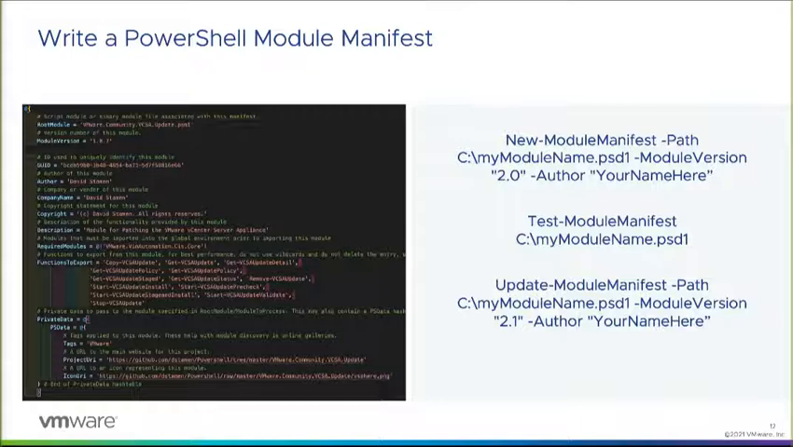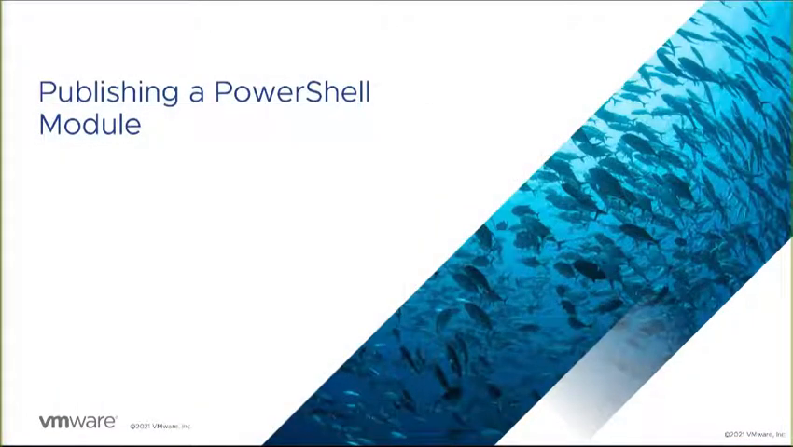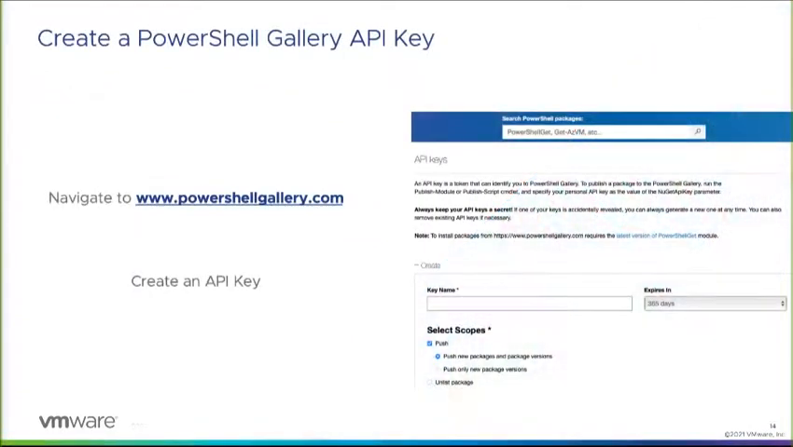And so now we've learned, well, why should we write one? How do we write one? But the next step is, how do we get it into that gallery? How can we allow people to search for it? How can we allow people to install it? Well, the very first thing we have to do is navigate to www.powershellgallery.com. And everything is done through authentication, right? And we use API keys. And so when you go to the PowerShell Gallery, you'll log in the top right corner with your Microsoft account.